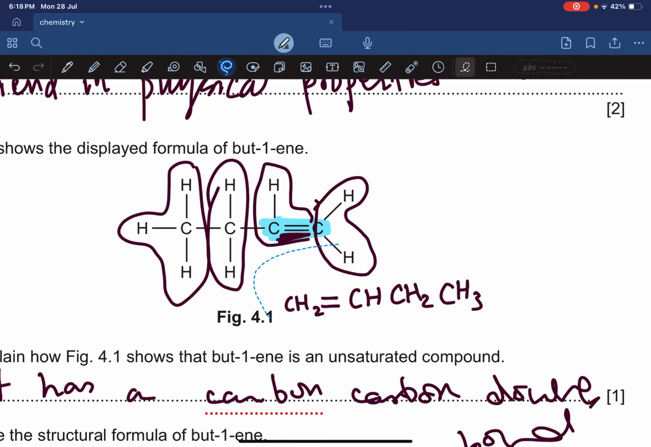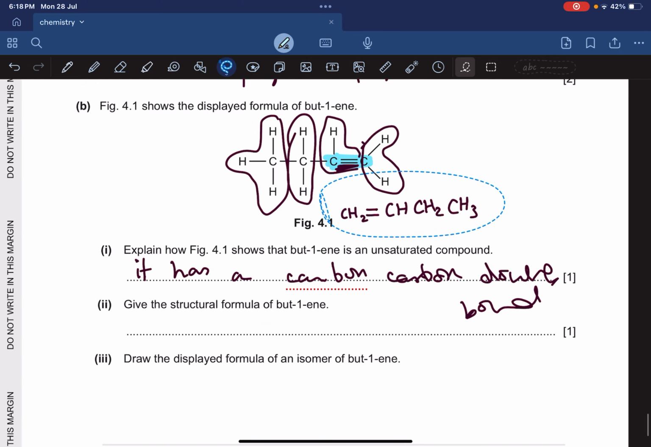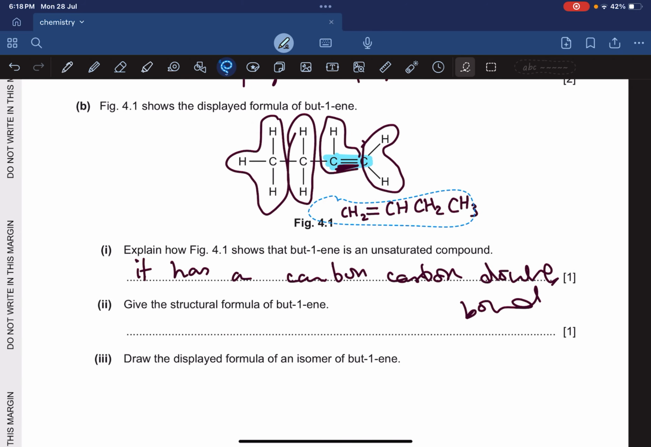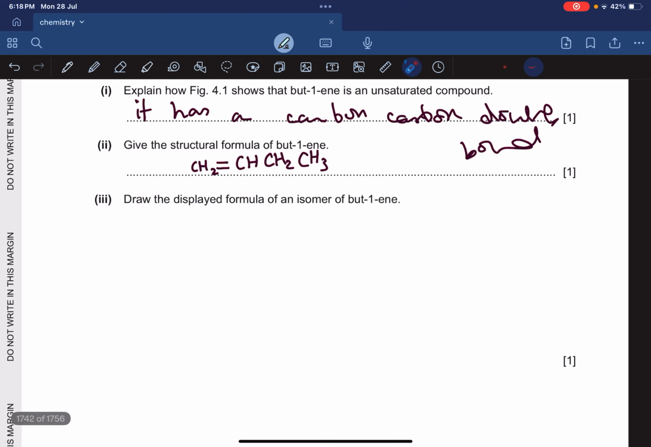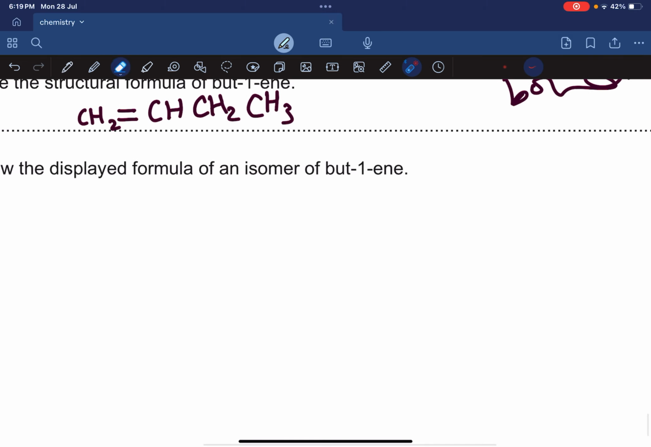Don't expect an examiner to give you marks if you have not mentioned the double bond. Okay? Don't expect the examiner to give you any mark if you have not mentioned the double bond over here, because this tells us that this is but-1-ene. Draw the displayed formula of an isomer of but-1-ene. What do you think an isomer of but-1-ene is going to be? But-2-ene. You have to think about these things.